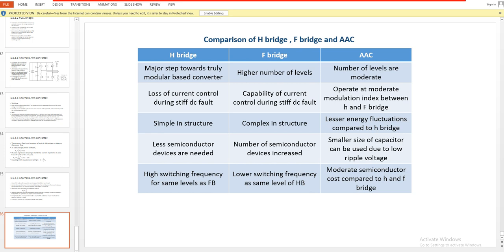So this was all about the half bridge, the full bridge, and the alternate arm converter. And we did discuss in the previous slide what the drawbacks of the conventional two-level converter were, and then we did discuss the multi-level converters, neutral point clamped and flying capacitor, and we can compare them with the modular multi-level converter.